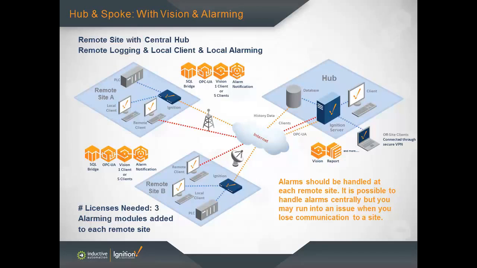The reason that we have servers at each of the locations is because they need to perform some functionality. In this case, we need servers at the remote sites so that we don't lose data and that we can view a client if we lose communication to the hub.